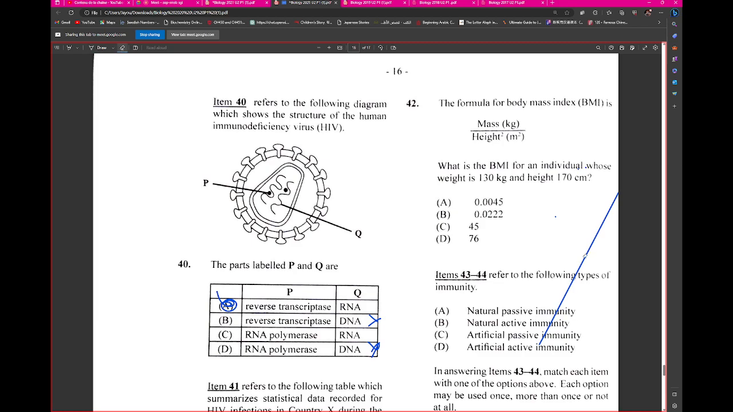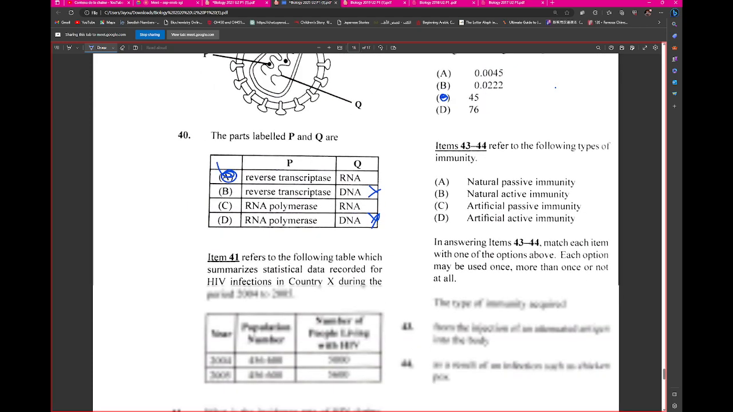Alright, so the formula for body mass index, BMI, is whatever that is. What is the BMI for an individual who's... Is this even a question? You give them the formula, then you ask them it, right? I guess it would be conversion. So you're gonna have to convert that 170 to meters, then square it, and then we're gonna put that 130 upon that value. What would be our answer? 45. Or 45, you said? 45, yes.